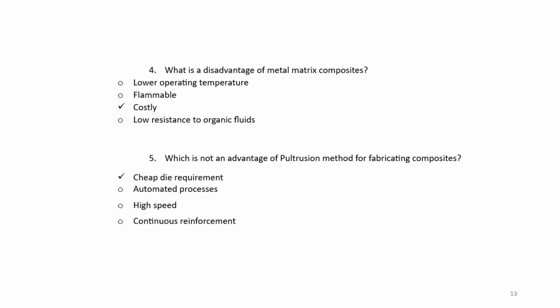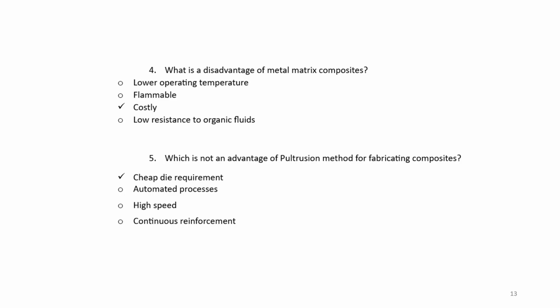Fourth question is what is the disadvantage of metal matrix composites? Your options are low operating temperature, flammable, costly or low resistance to organic fluids. So the correct answer will be costly. Metal matrix composites are costly compared to polymer matrix composites, and they are non-flammable, their operating temperature is higher than PMCs, and they are also resistant to organic fluids.